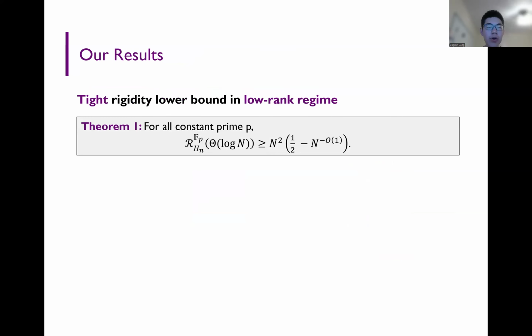Okay, with all these backgrounds, let me now state our main results. Our first main theorem is a tight rigidity lower bound of rank up to O(log n), showing that for any constant prime p, the rigidity of the Walsh-Hadamard matrix over the finite field F_p with respect to rank log n is at least n squared times (1/2 − n^{−O(1)}).